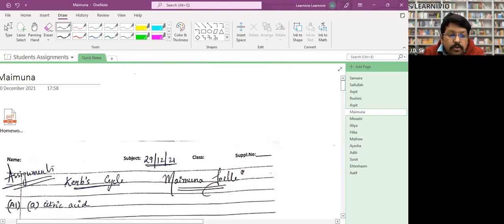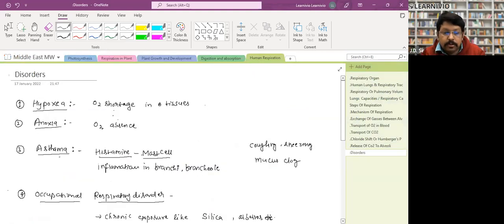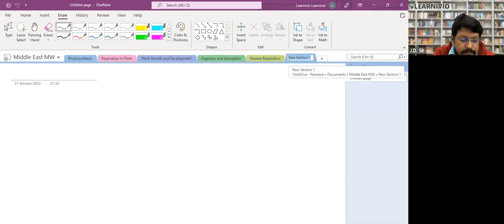So the next topic which we are going to start is the blood circulatory system. Fine. This is your batch. So next we are going to do the circulatory system, body fluid and circulation.